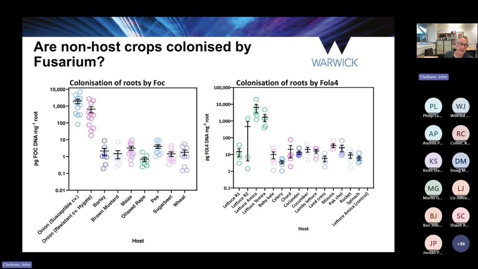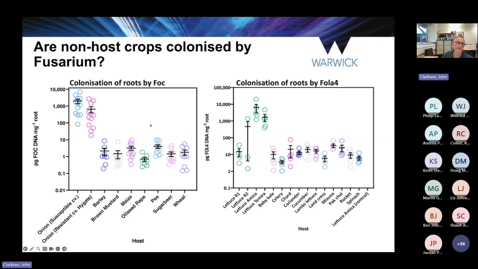And finally, which sort of follows on from that, we were asked the question by growers in particular as to whether non-host crops could be colonized by Fusarium. And here's a couple of experiments we did with FOC on the left-hand side and race 4 of the lettuce Fusarium on the right-hand side. And these are quantitative PCR results of colonization of these pathogens on roots of different plants.